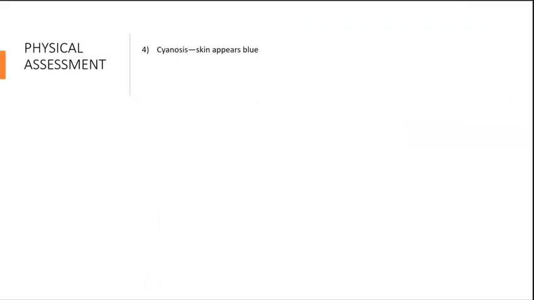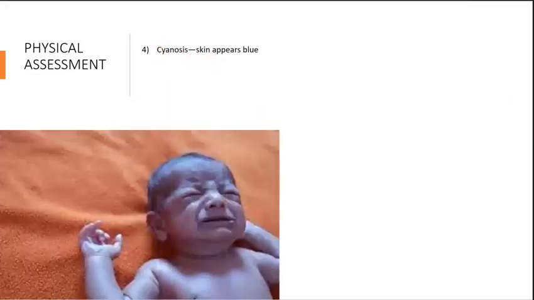Again, as you assess your patient, they might be cyanotic. Cyan means blue. So the skin is going to appear blue, just like we see in this patient. That bluish discoloration is because the client is accumulating excessive unoxygenated hemoglobin in the blood.